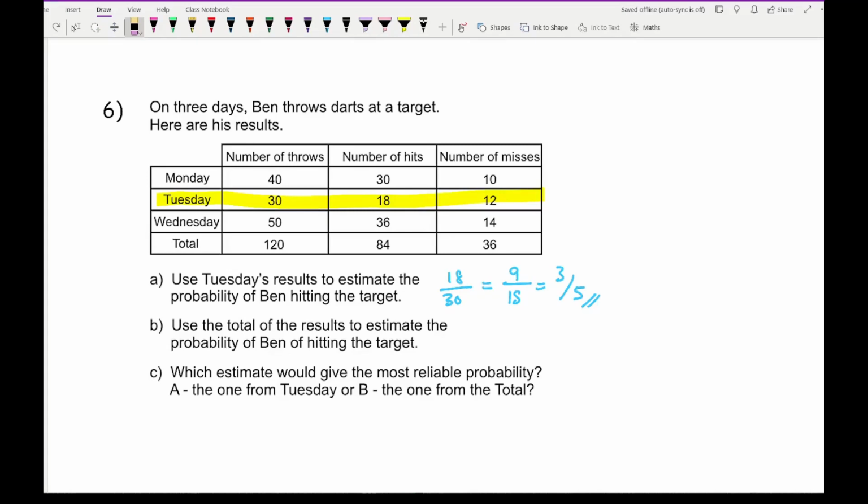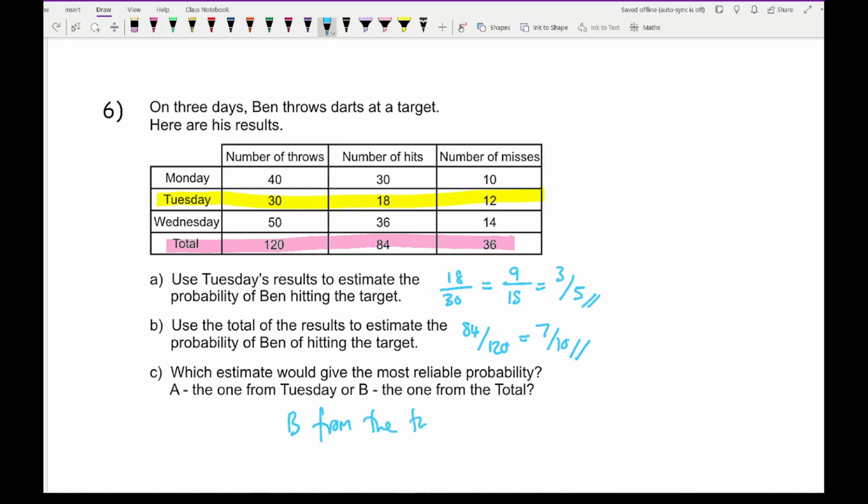Then moving on to B, it says use the total of the results to estimate the probability of Ben hitting the target. So here I need to use these numbers here. And so in total, Ben hit the target 84 times out of 120. And if I simply just type that into my calculator, it should simplify it for me as being 7 over 10. It then says which estimate would give the most reliable probability. So A from Tuesdays or B from the total. Well, the correct answer is going to be from the total.